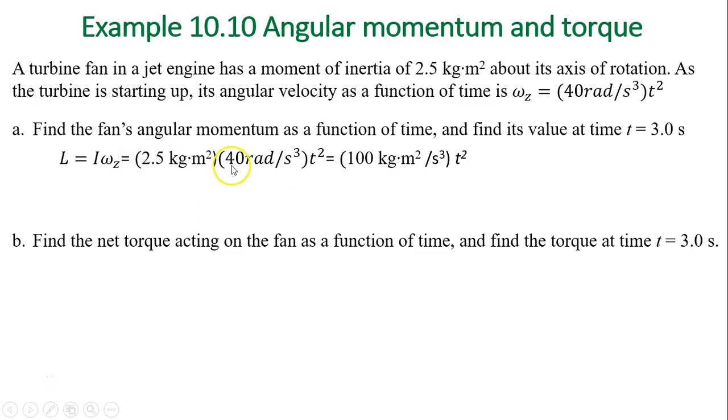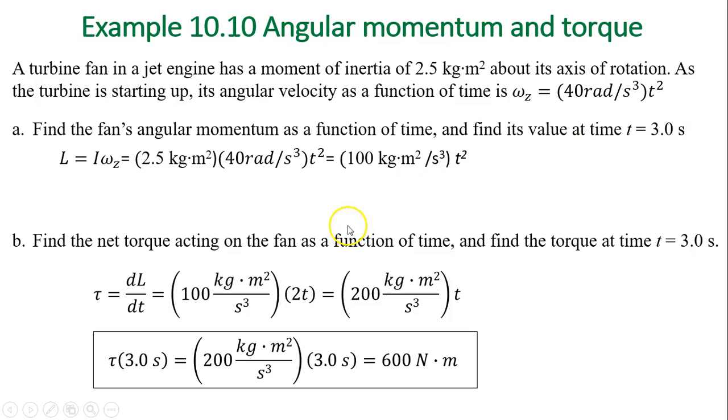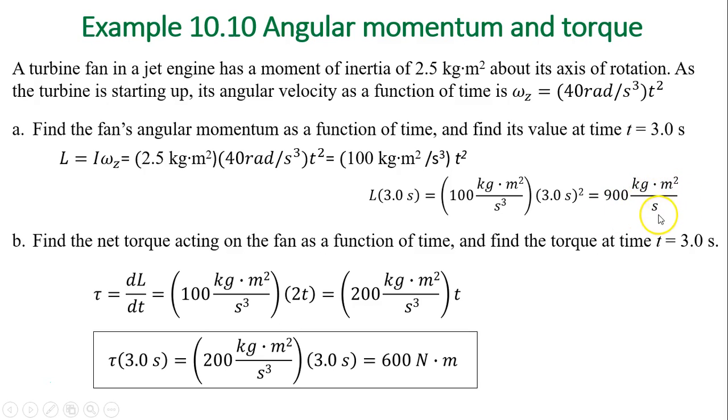Simply plug it in: 2.5 times 40 t squared, so you get 100 kilograms times meter squared over second cubed times t squared. At t equals 3, you get 900 kilograms times meter squared over second. The net torque equals dL over dt. The first factor is constant, t squared, whose derivative is 2t, so that gives you 200 times t. And the torque at t equals 3 seconds, substituting t equals 3, is 600 newton meters.